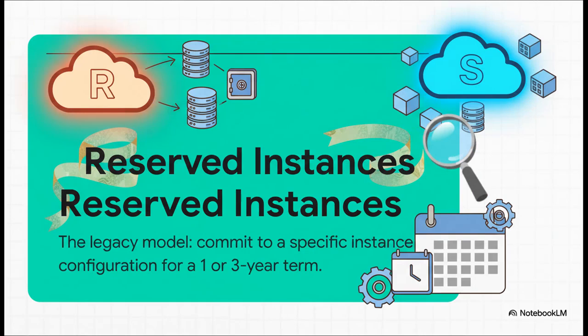Now, before savings plans came along, there were reserved instances. And while savings plans are pretty much the go-to choice for EC2 these days, RIs are still super important, especially for other services like databases and for one very specific crucial feature.